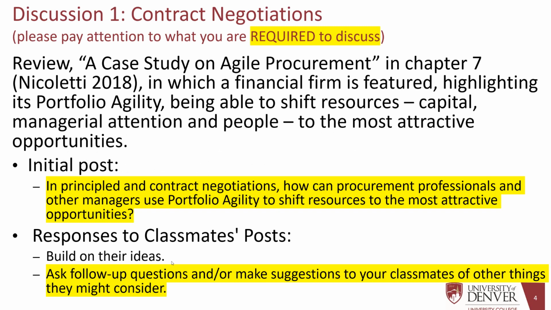Okay. Discussion 1. In all things being principled in terms of contract negotiations. Remember in week 4 you looked at some of the variables there. How can we and other managers use portfolio agility to shift resources to the most attractive opportunities? And make sure in response to classmates' posts, you're making suggestions of things they may consider, good follow-ups, not just, hey, yeah, thanks, that's great. You're wonderful. We are all wonderful. So let's get down to the nitty-gritty here.